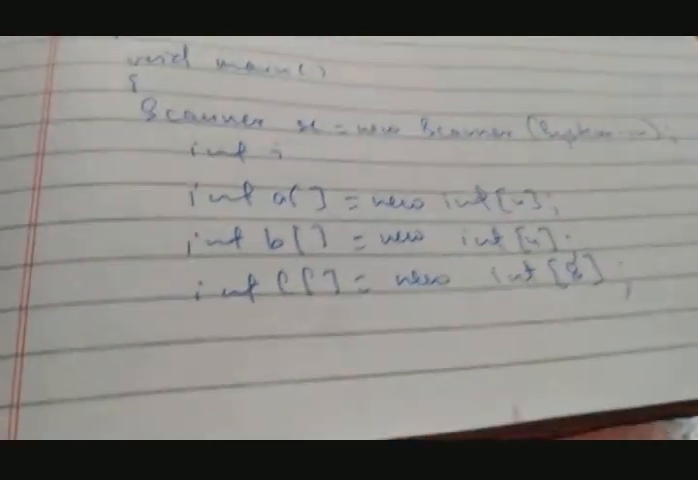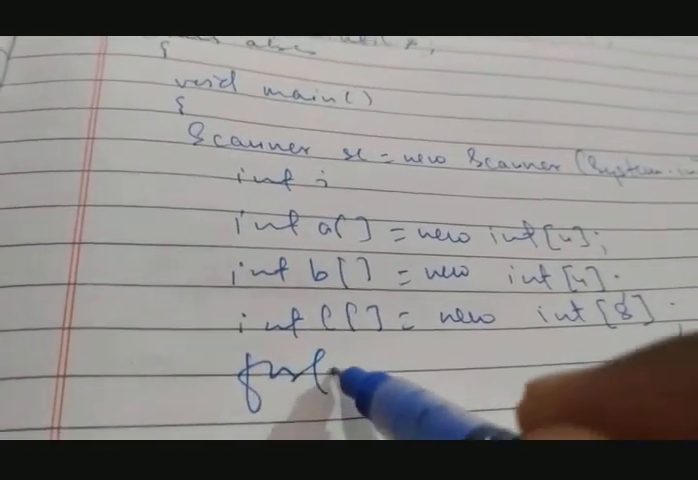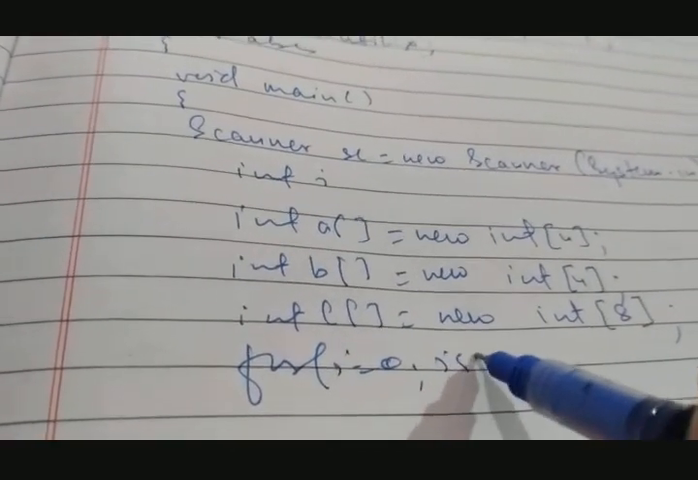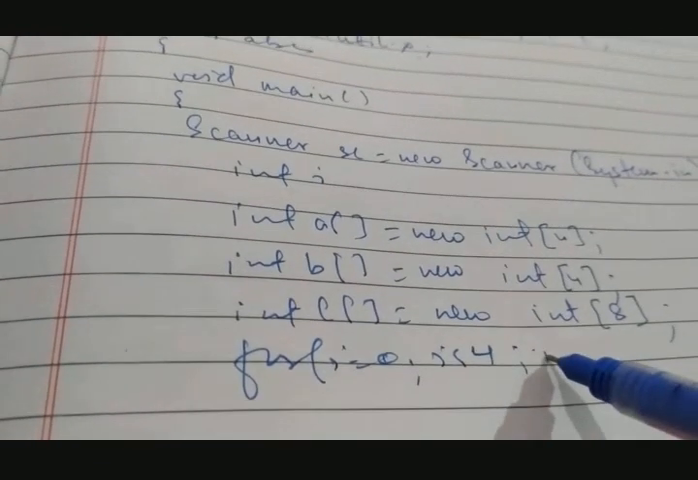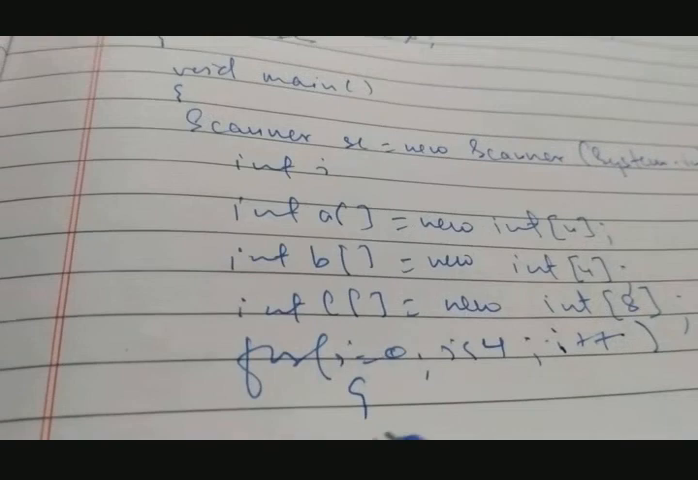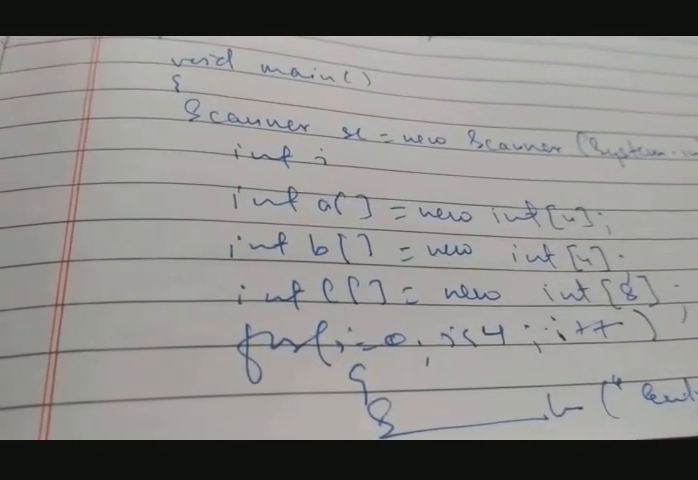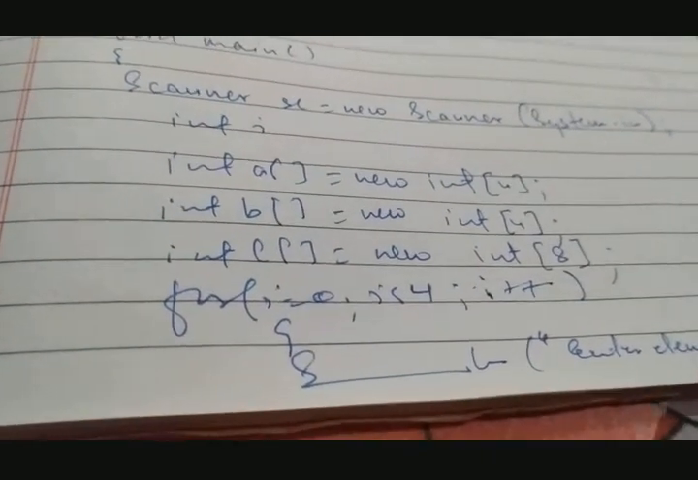Alright, now we need to fill the array. For i equals 0, i less than 4, i plus plus. Alright, so plan. Enter element in first array.